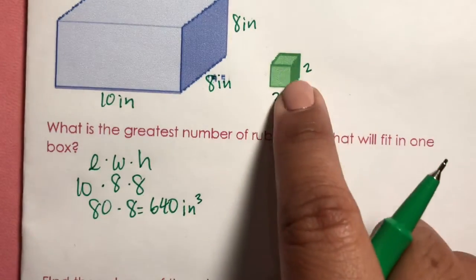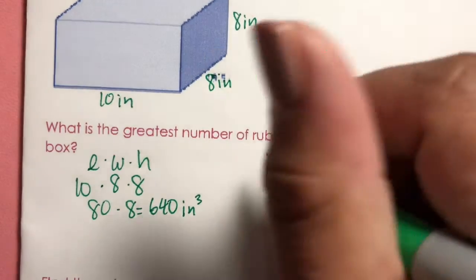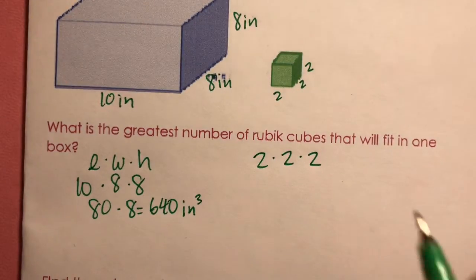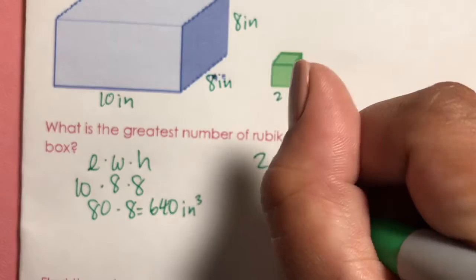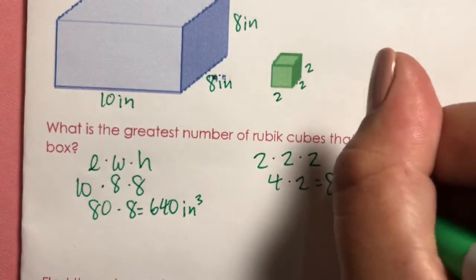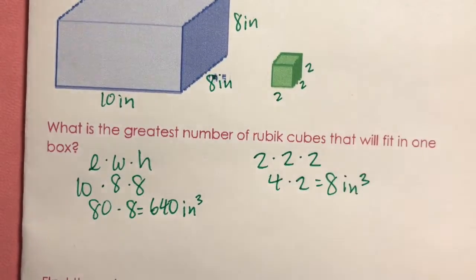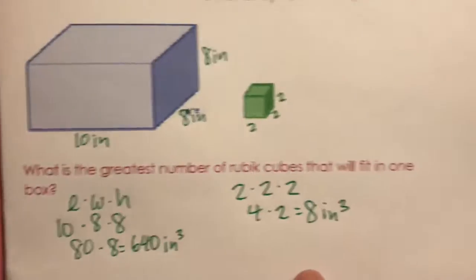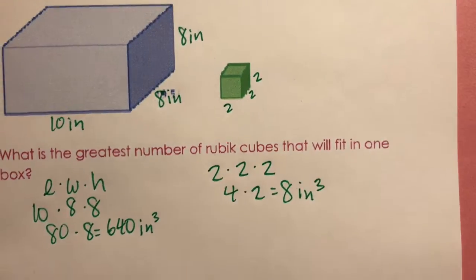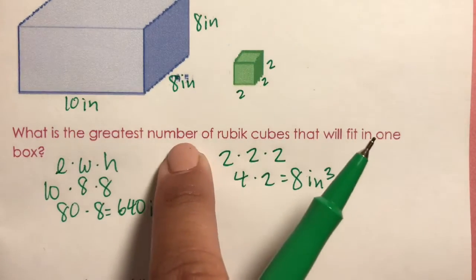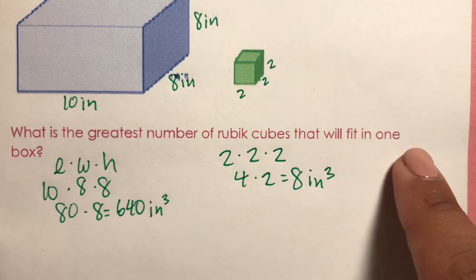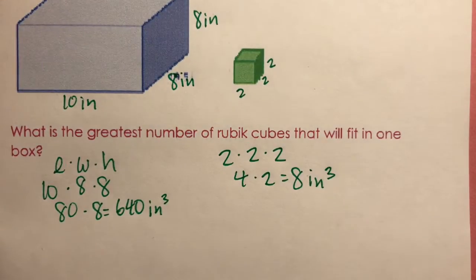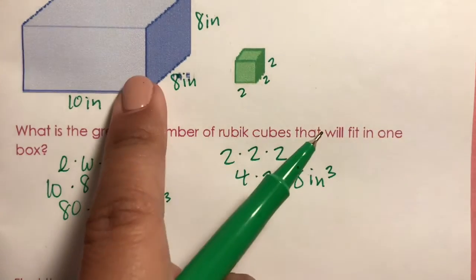Now we need to find the volume of our Rubik's Cube, which is 2 inches by 2 inches by 2 inches. So that's going to be easy. 2 times 2 is 4, times 2, that equals 8. So it's 8 inches cubed. Now that we figured out the volume for our box and for our Rubik's Cube, they're asking what is the greatest number of Rubik's Cubes that will fit in one box, because we know that one Rubik's Cube can fit in here, but we want to know the greatest amount we can put in this one box.